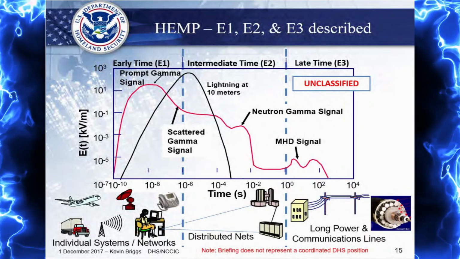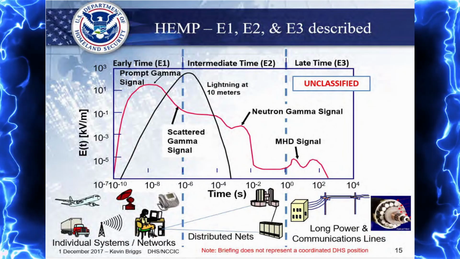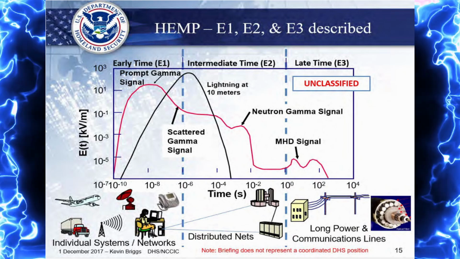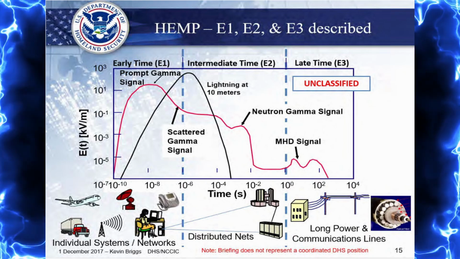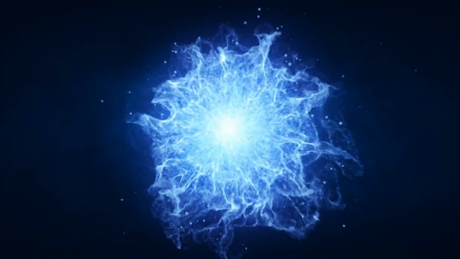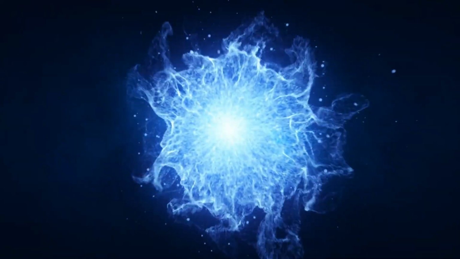A high-altitude EMP, also known as HEMP, from a nuclear explosion has three distinct components: E1 for early time, E2, which is the intermediate time, and E3, which is late time. These have different physical origins, durations, and impacts on electrical systems, including the electrical grid.